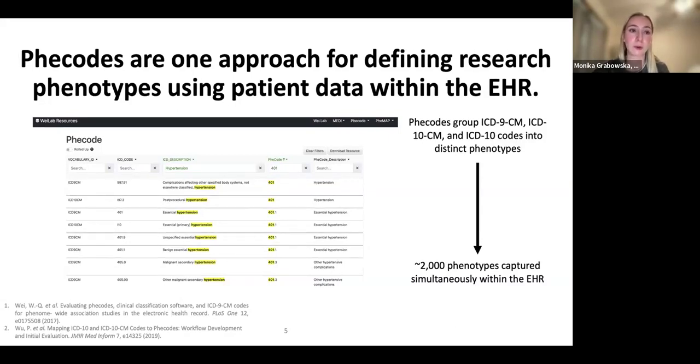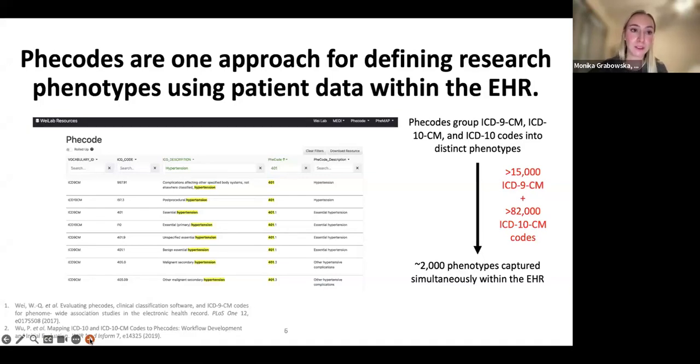And so one tool for high throughput phenotyping is Phecodes, which were actually developed by our group. And Phecodes are essentially aggregations of International Classification of Diseases codes, so ICD-9-CM, ICD-10-CM, and ICD-10 codes, into clinically meaningful and distinct phenotypes. So how Phecodes work is that they reduce that large volume of ICD codes, with the over 15,000 ICD-9-CM codes and over 82,000 ICD-10-CM codes, and group them essentially into just under 2,000 phenotypes.